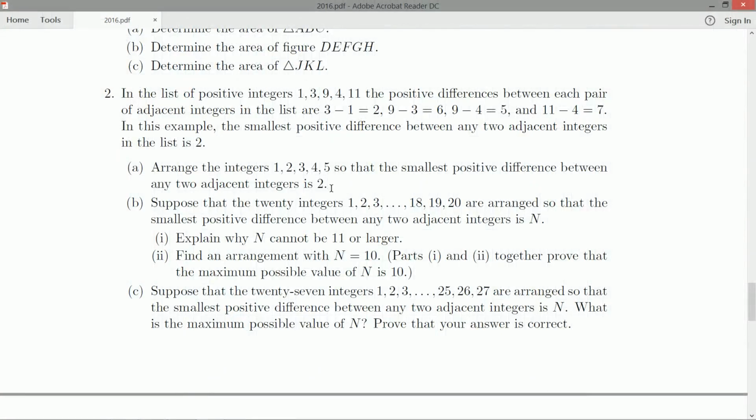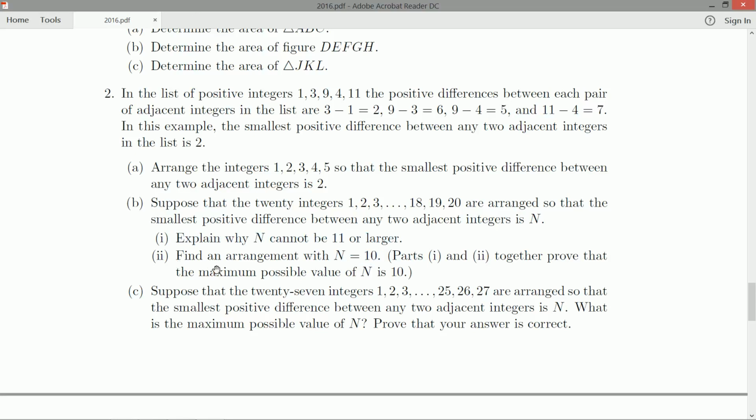We've explained our reasoning: we made a list, and we did show that the smallest positive difference is 2. Okay, so B. Suppose that the 20 integers, 1, 2, 3, 4, all the way up to 20, are arranged so that the smallest positive difference between any two adjacent integers is n. Now it's not necessarily 2. It's a two-parter inside this three-parter. One: explain why n cannot be 11 or larger. And then find an arrangement with n equals 10.